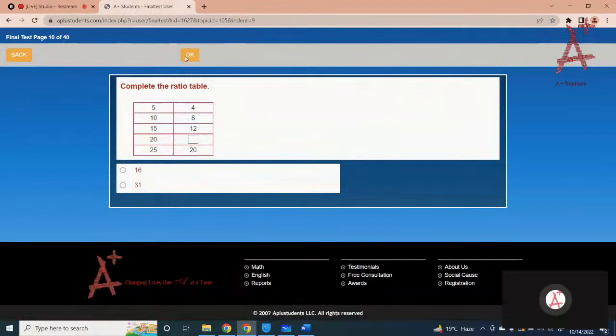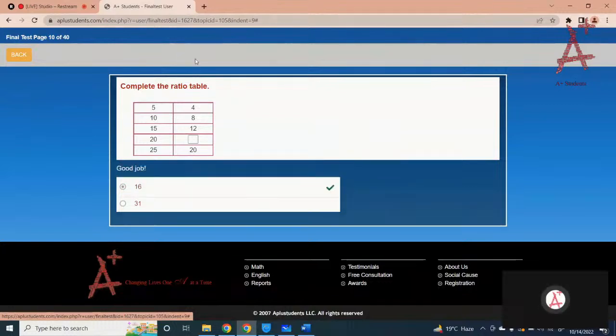Okay, complete the table. 5, 10, 15, 20, and 25. 4, 8, 12. These are just the tables. So 4 times 4 is 16. That means the missing number is 16. Got it? Select the correct option and click on the OK button.